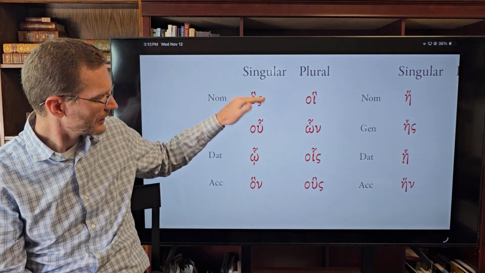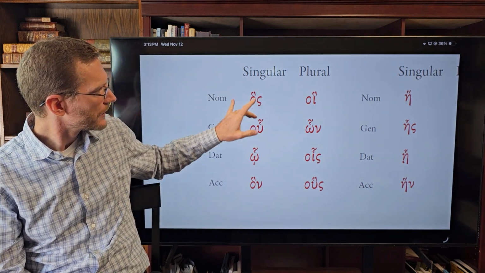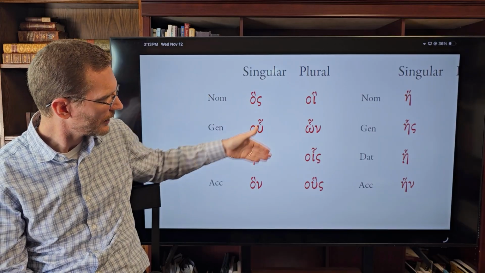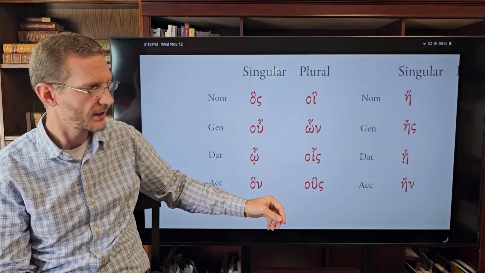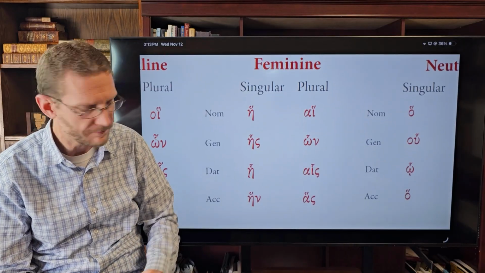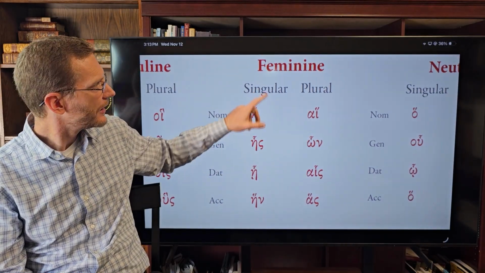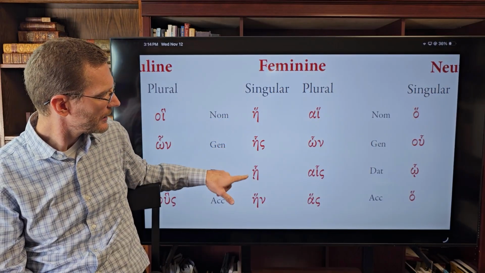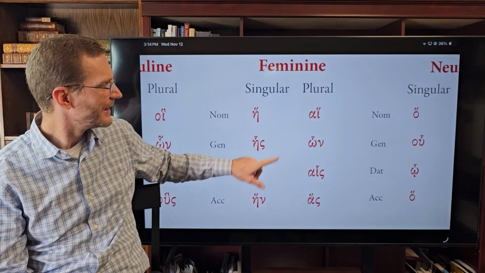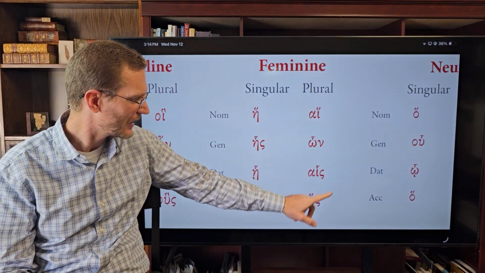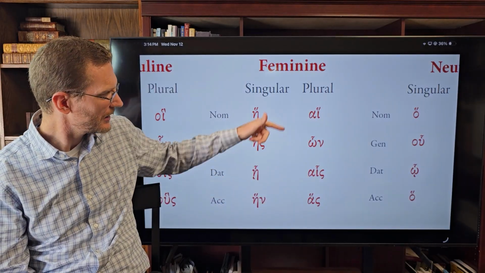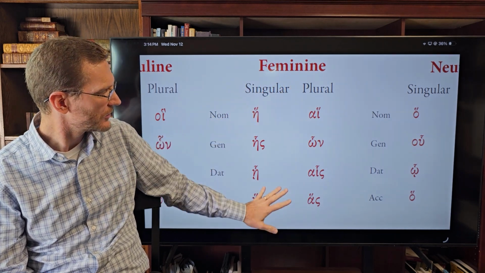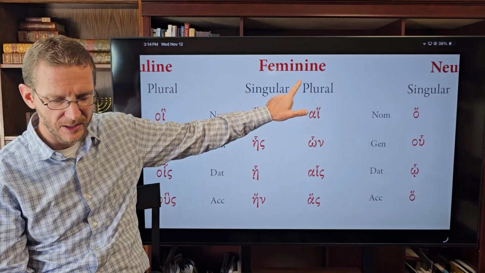Here we see the masculine is following the second declension, except we take the ending and we put a rough breathing mark with it: hos, hou, hō, hon, hoi, hōn, hois, hous. If we look at the feminine, we can see here feminine singular: hē, hēs, hē, hēn, hai, hōn, hais, has. So that's just ē, ēs, ē, ēn, ai, ōn, ais, as. So these are the first declension endings for the feminine relative pronoun.